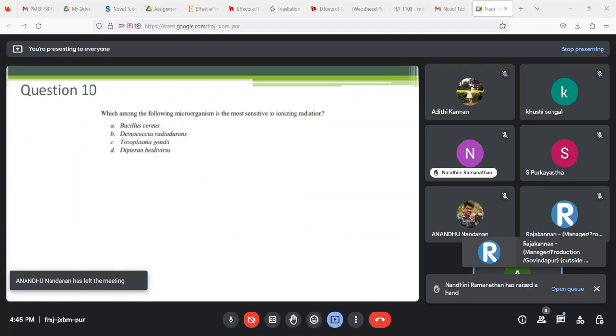So moving on to question 10. Which of the following microorganism is most sensitive to ionizing radiation? A. Bacillus cereus, B. Deinococcus radiodurans, C. Toxoplasma gondii, and D. Dipteran vidivirus. So what is the relation between the kind of organism and the sensitivity? Is there any trend that you guys are aware of?